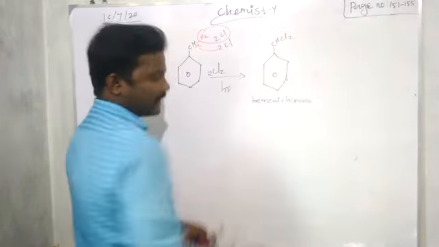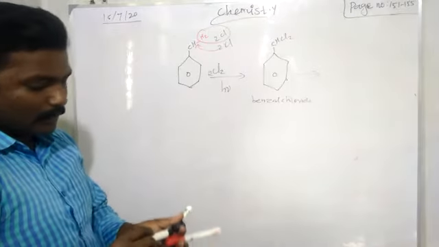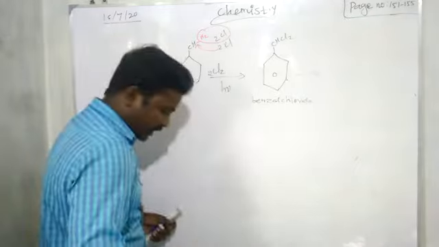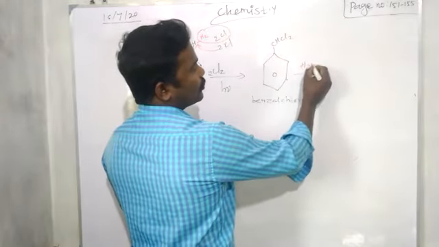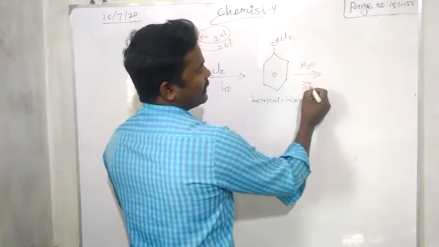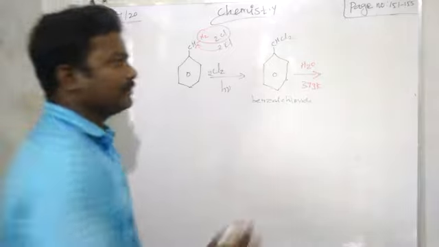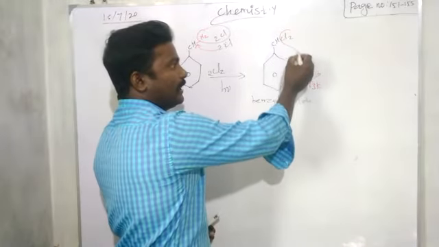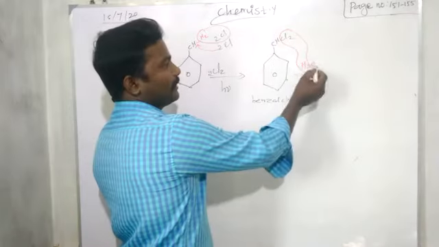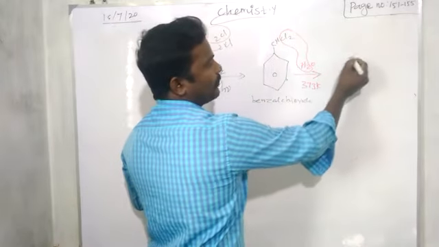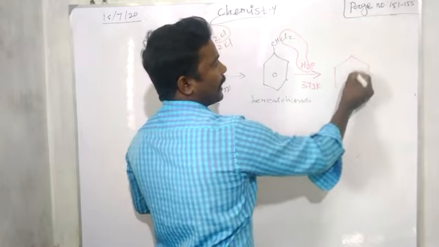Further, it is reacted with water under the temperature 373 Kelvin. What will happen? Very simple. This Cl2 will combine with this hydrogen and go out as HCl. O will add here, so we will get our expected product, benzaldehyde.